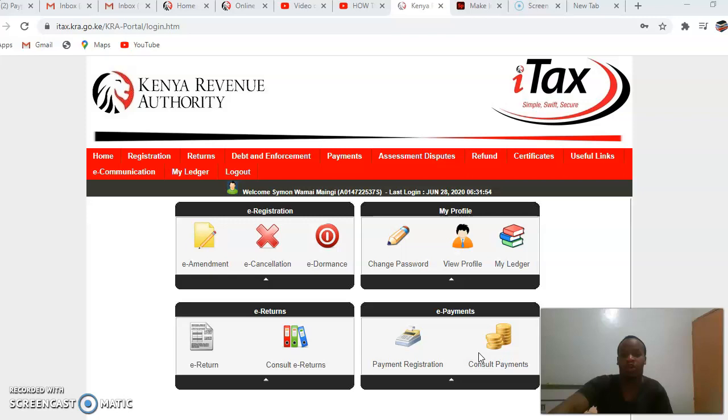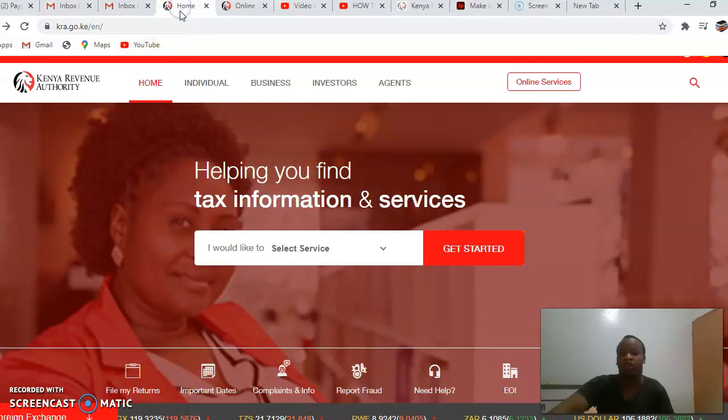In our tutorial today, we are going to focus on how to generate a KRA tax compliance certificate. The very first thing you need when you are generating your iTax compliance certificate is you come to kra.go.ke. This is the iTax platform. You go to online services.